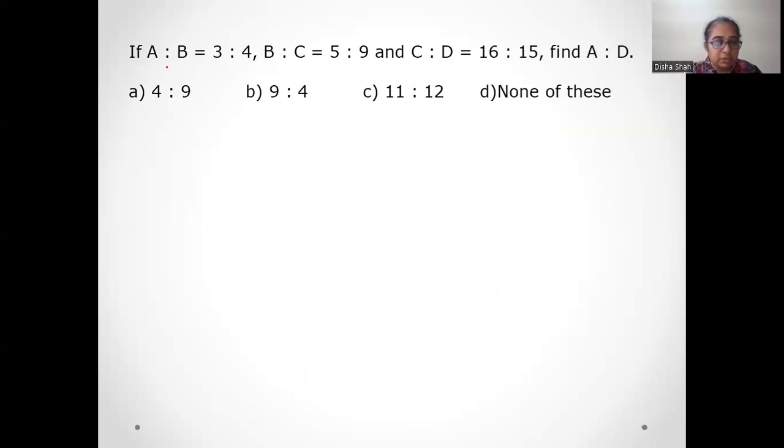Go to the next question. See what is given. A is to B is 3 is to 4. B is to C is 5 is to 9. And C is to D is 16 is to 15. You have to find the relation between these.